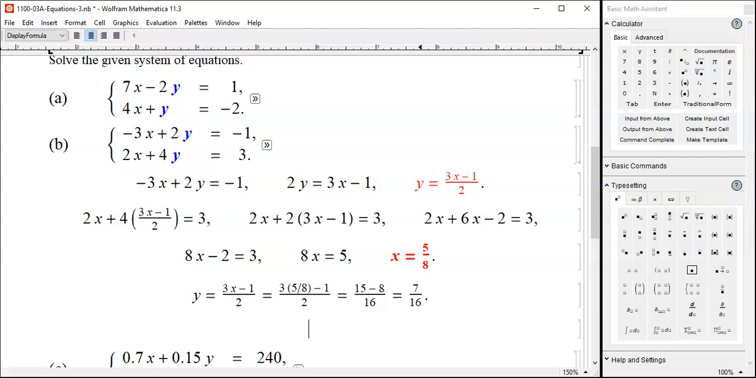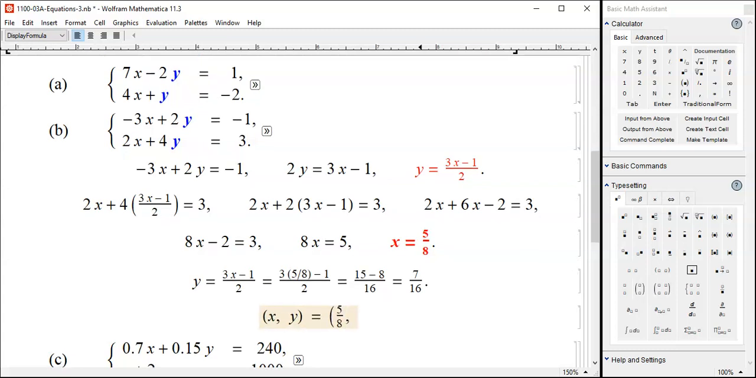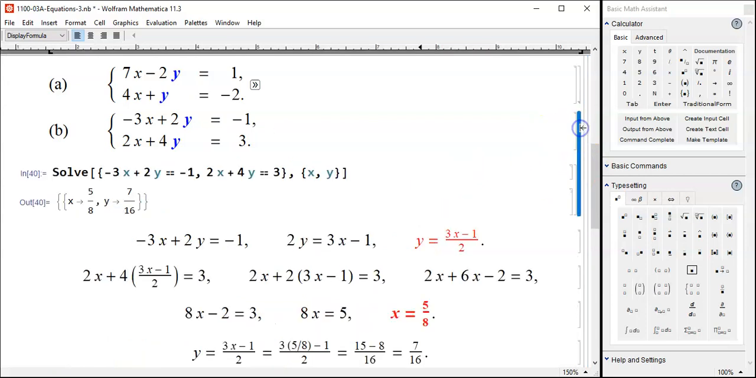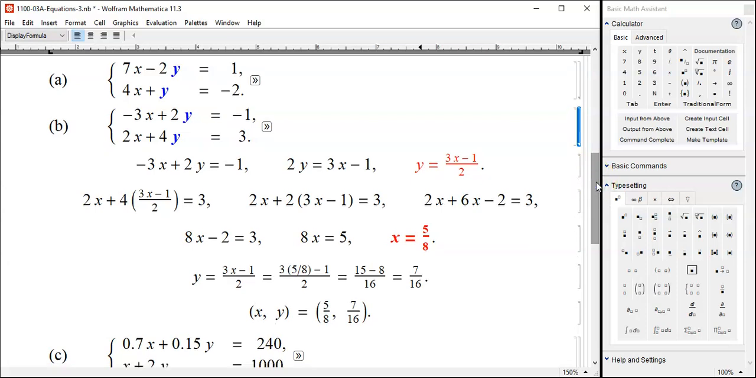Therefore, the solution is, as we already checked, supposed to be 5/8, 7/16, and then we have everything here.